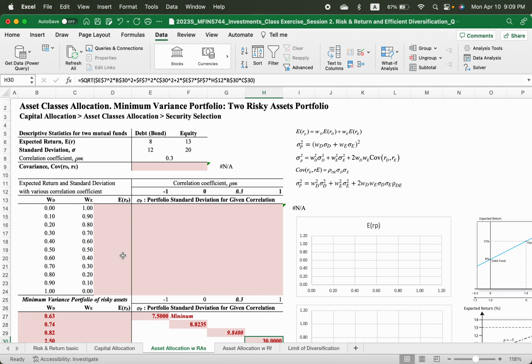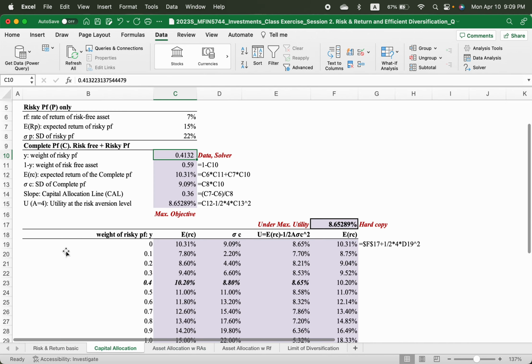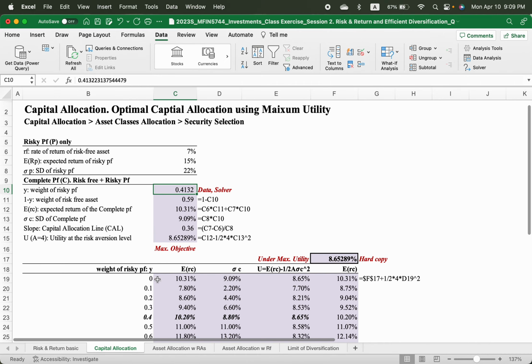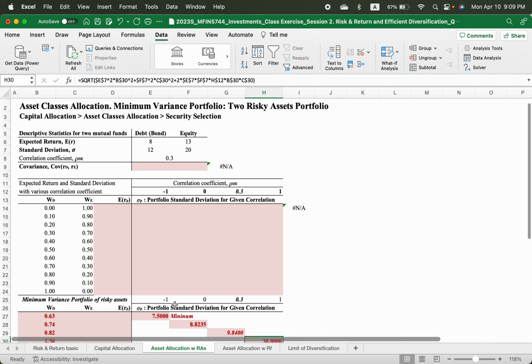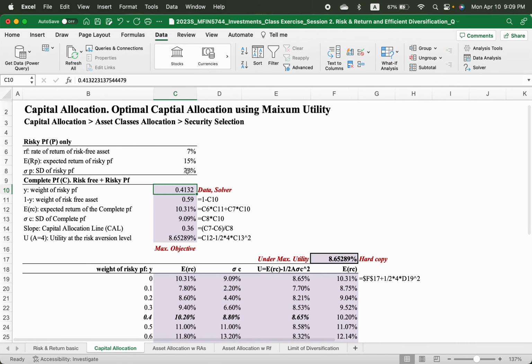Students, this video clip will introduce the asset allocation model. Once we complete this capital allocation model using the maximum utility, now how do we allocate the risky assets? Two risky assets will start. Two risky assets and the weight of the risky portfolio.